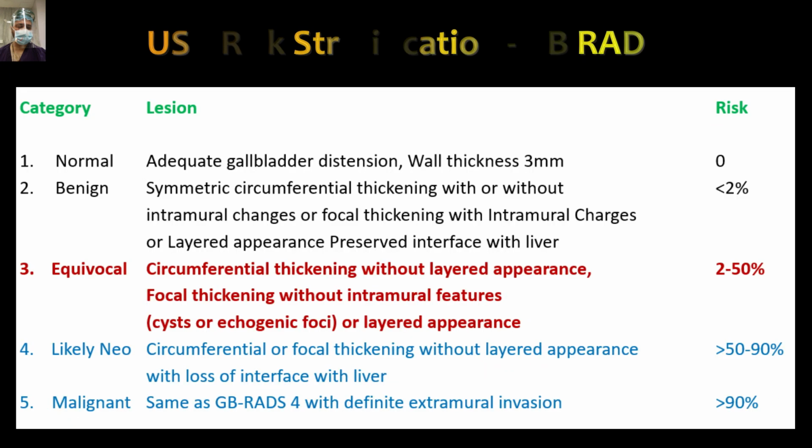Based upon this GB-RADS, they have given 5 categories. 1 and 2 are normal and benign. If there is adequate gallbladder distension and wall thickness is less than 3 mm, the chance of malignancy is 0. It is symmetrical circumferential thickening with or without intramural changes, or focal thickening with intramural changes, or layered appearance preserved, interface with the liver. If these things are there, then most likely we are dealing with benign thickening, and the chance of malignancy in these cases is less than 2%.